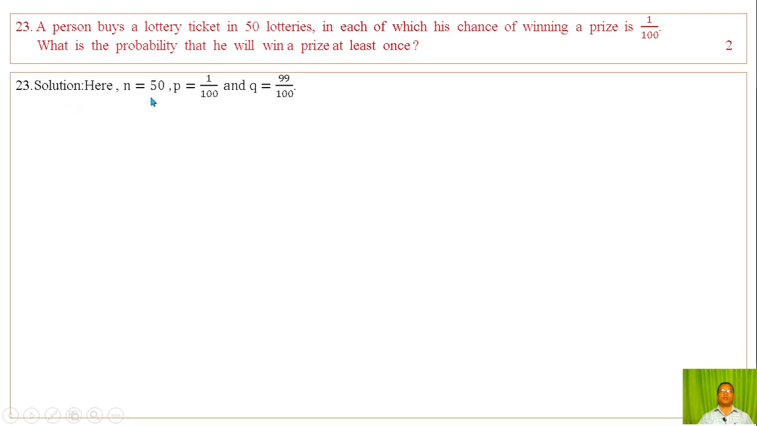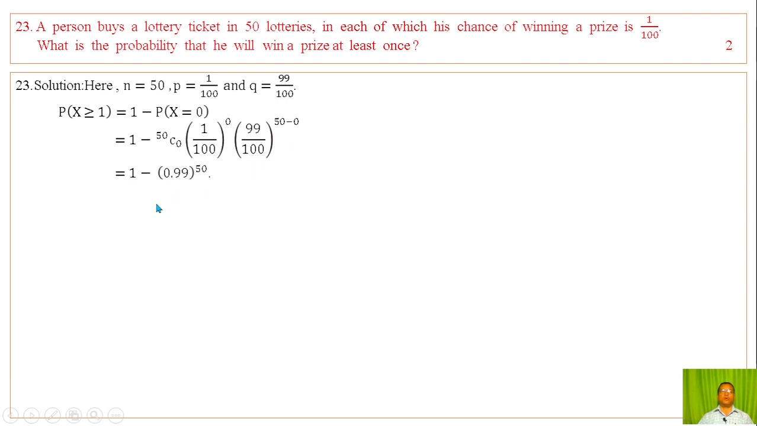Here n is 50 and p, the probability of success, is 1 by 100. So q is equal to 99 by 100. P of x greater than or equal to 1 is 1 minus P of x equal to 0. That is 50 C 0 into 1 by 100 to the power 0 into 99 by 100 to the power 50 minus 0. Then we have the value of this, using the binomial distribution.